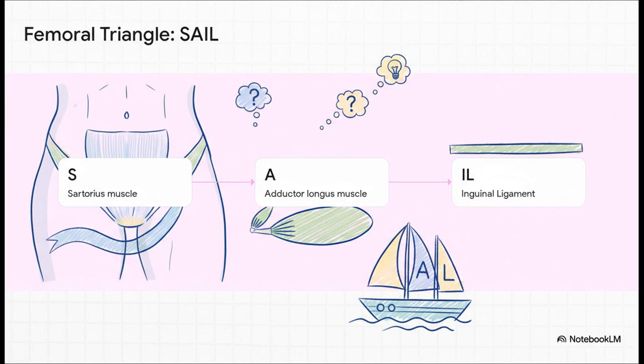Now check this out. A single word can map out an entire region of your body. Let's take the femoral triangle. It's this super important area in your upper thigh. To remember its boundaries, students just use the simple word SAIL. S is for the sartorius muscle, A is for the adductor longus muscle, and IL stands for the inguinal ligament. And just like that, you have a mental blueprint of this crucial space.